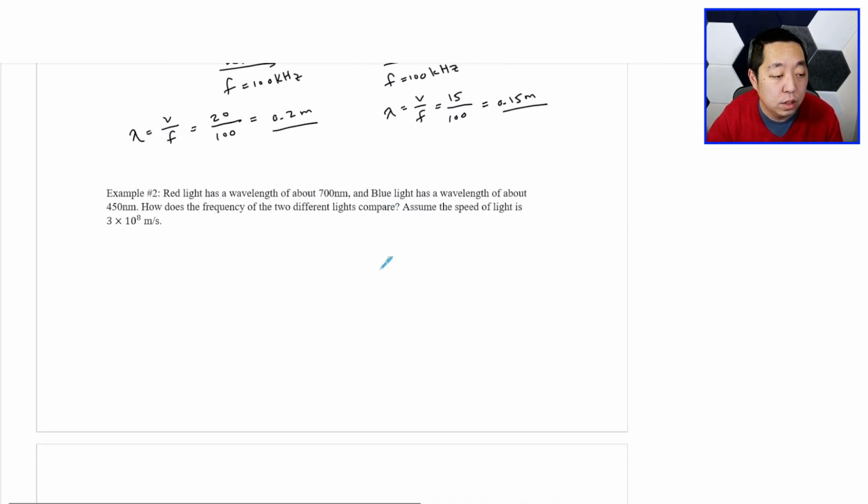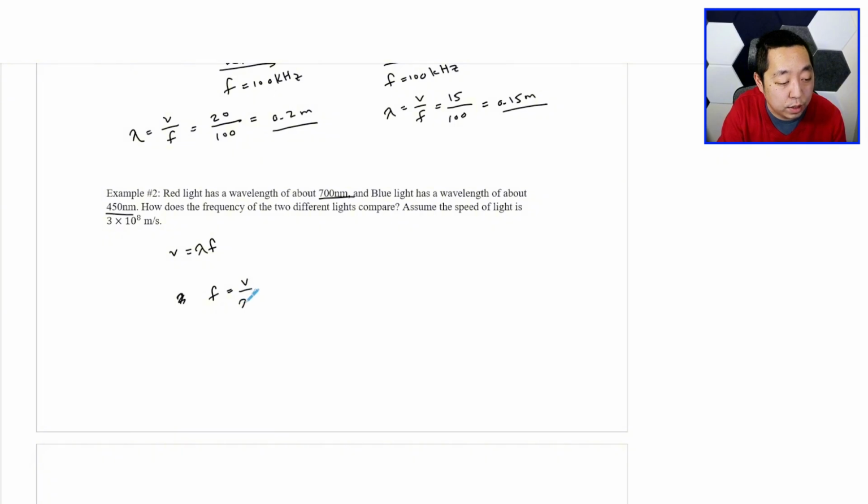Okay. Example 2. Red light has a wavelength of about 700 nanometers. Blue light has a wavelength of about 450 nanometers. How does the frequency of the two lights compare? Assume the speed of light is this. So again, v equals lambda f. So the frequency is equal to v over lambda. So for red light, this is going to be 3 times 10 to the 8 meters per second divided by 700 nanometers. 700 times 10 to the negative 9 meters.